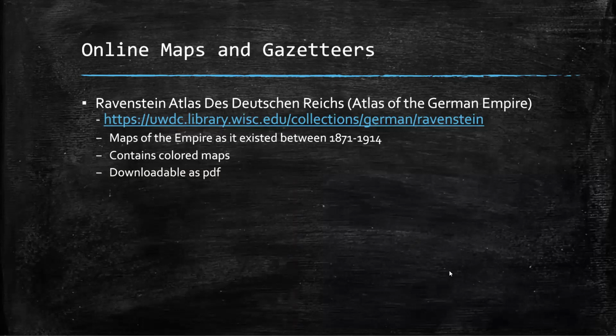There's also the Ravenstein Atlas. This is the Atlas of the German Empire, from 1871 to 1914. They have some colored maps here. You can download this as a PDF. The link I provided is for the University of Wisconsin edition of it.